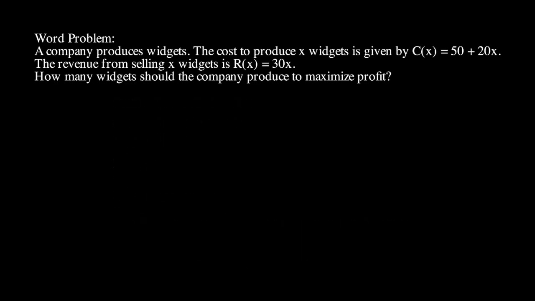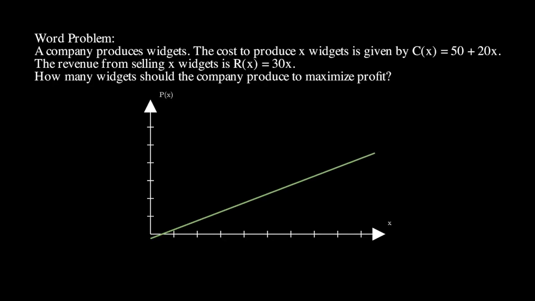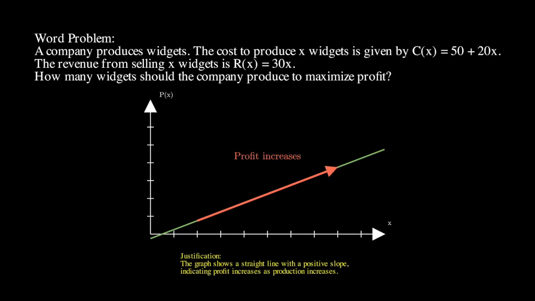Now let's visualize this with the graphical approach. Here we've plotted the profit function P of x equals 10x minus 50. The straight line has a positive slope, indicating that as the number of widgets produced increases, so does the profit. The graph further confirms our algebraic findings. A straight line with a positive slope means that profit grows without bound as production ramps up.